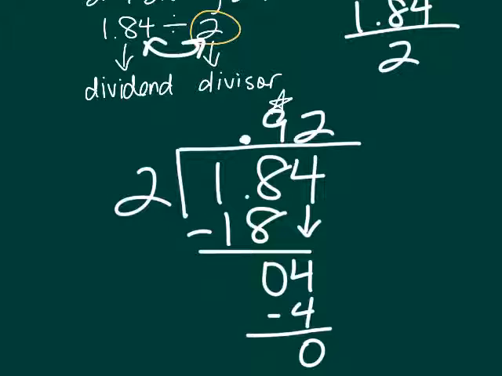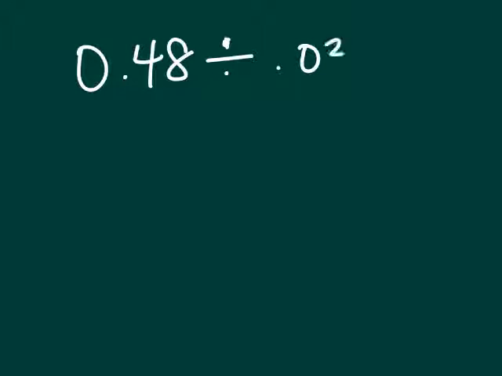So let's try dividing by a decimal. Okay, and we're going to do kind of an easy one, but we're going to do 0.48 divided by 0.03. Okay, so remember that we want to make sure that this is a whole number.